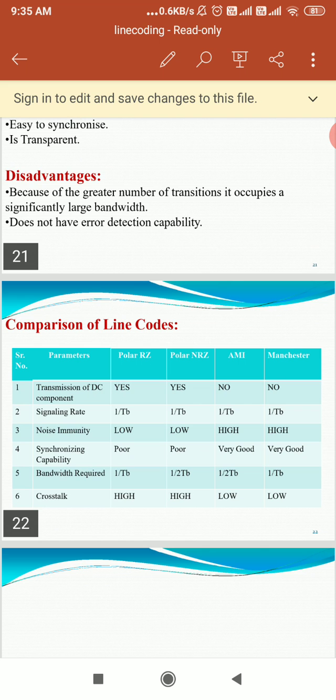If we talk about the bandwidth requirement, in polar return to 0 and non-return to 0, the bandwidth required will be 1 upon TB, and 1 upon 2 TB in polar non-return to 0. It will be the same for the unipolar also. In AMI we will require 1 upon 2TB, but in Manchester we will require 1 upon TB.